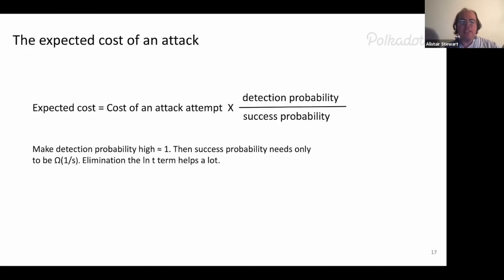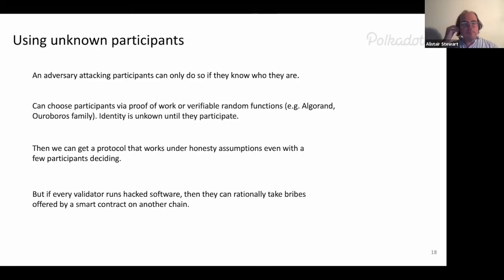But one issue here is that we need to make sure that for every attack attempt, the detection probability is actually close to 1. It's not enough to detect successful attacks, or it won't work. So one of the things we definitely need to do here is to use unknown participants. So the problem with the original one-honest-person design is that we can just wait until there isn't one. So we want to have participants sort of checking that this is correct.